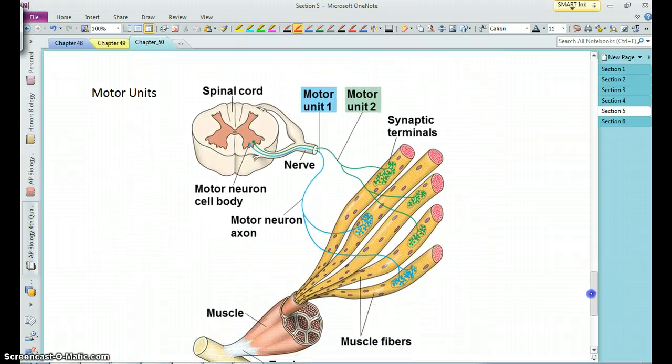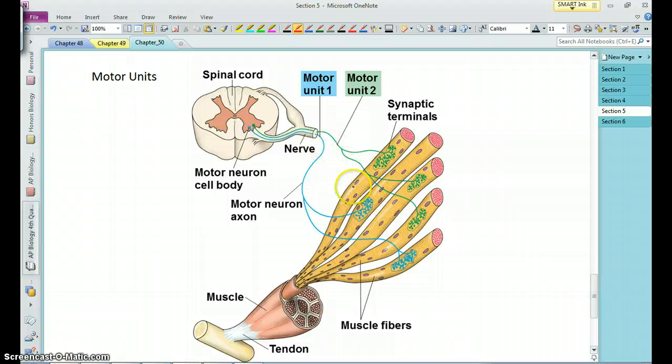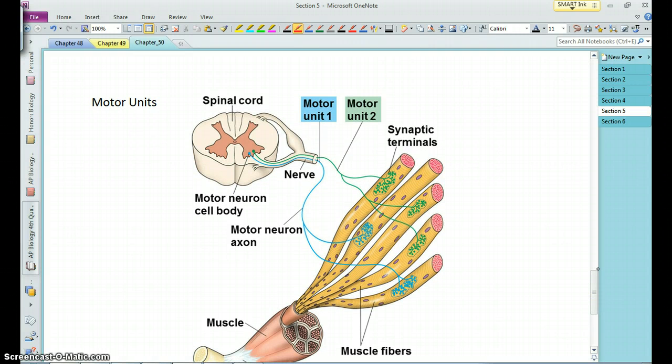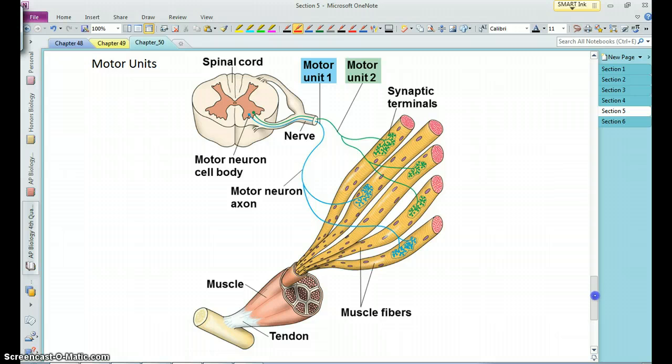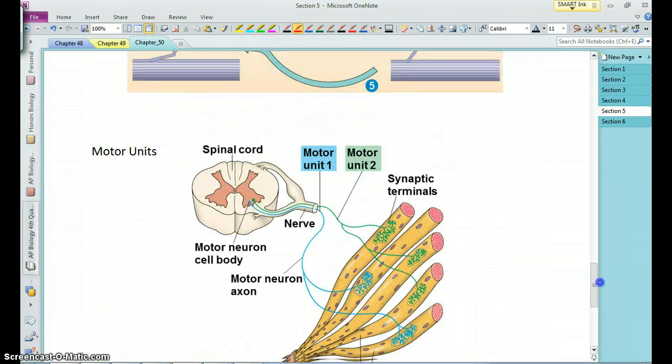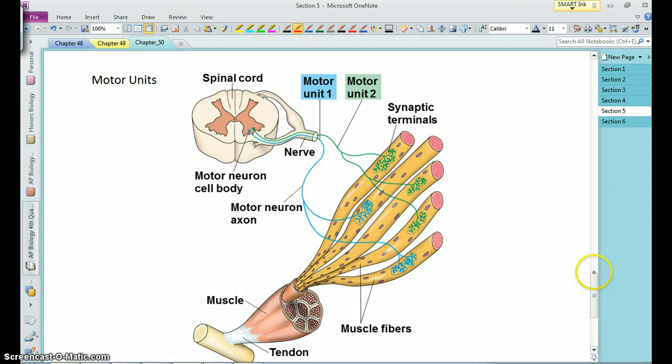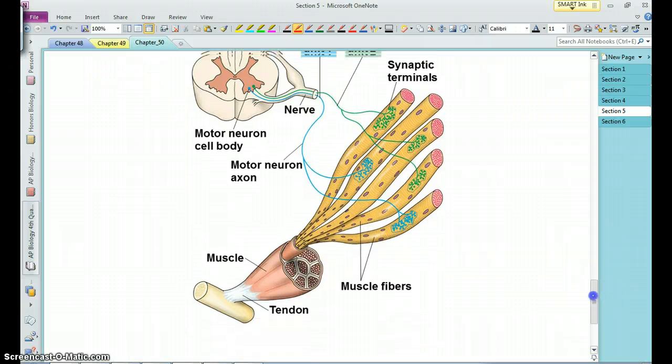So in a muscle, you have a bunch of nerves, a bunch of motor neurons that feed into that muscle. And so they're in different units. So one neuron will feed into some of these muscle fibers, and another neuron will feed into another, etc., etc. And this allows you to have various levels of muscle contraction depending on how many neurons, motor neurons, are being stimulated.